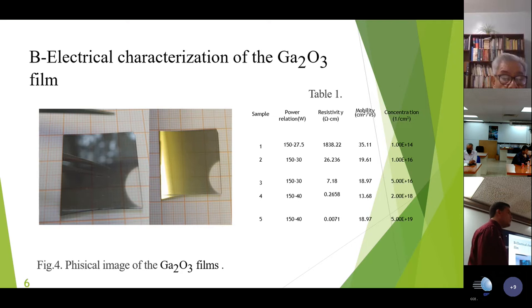Gallium oxide grown by other methods, be they epitaxial or some others, have higher values of mobility. They reach from 200 to 100. We don't have the highest here. We obtained values from 50 to 10. And that was the objective at that time.